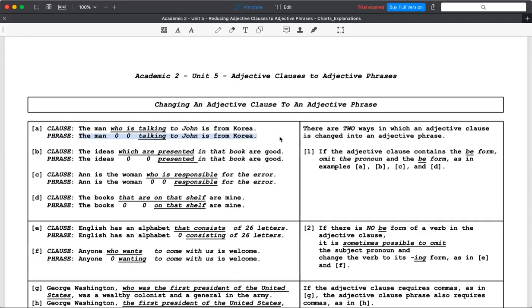So there are two ways an adjective clause can be changed into an adjective phrase. Make sure that you have an -ing form. If it is an -ing form, that's okay.